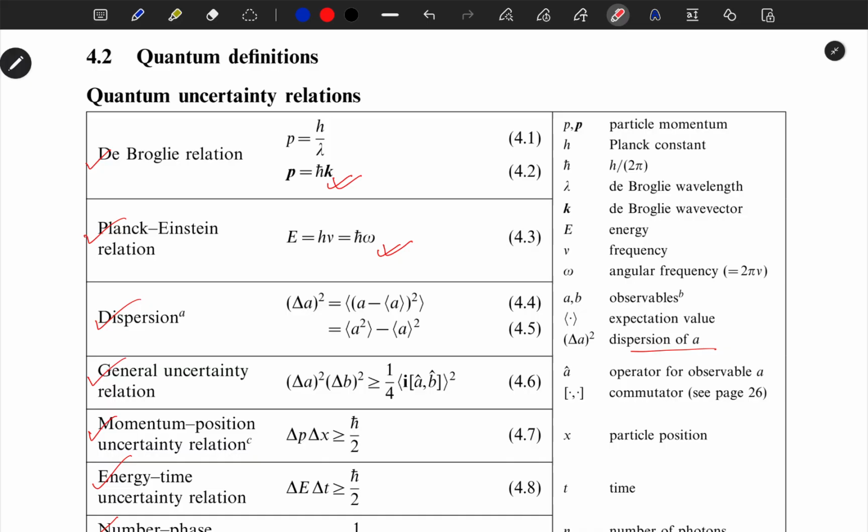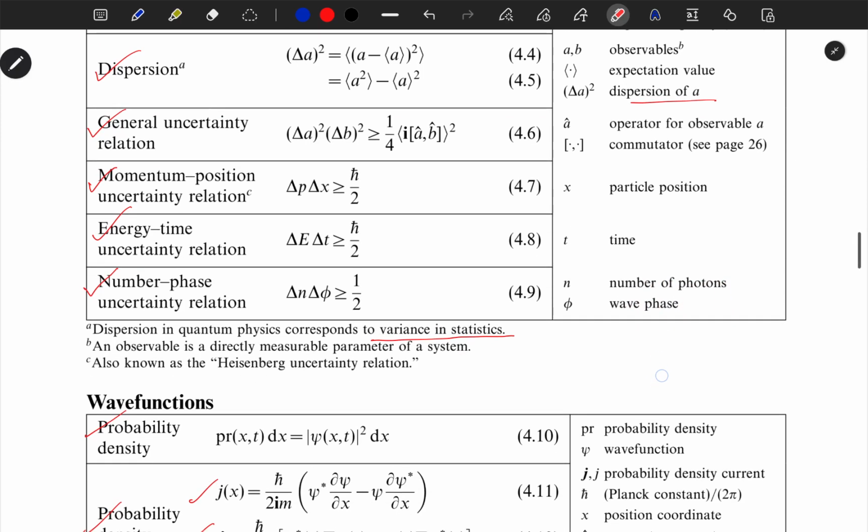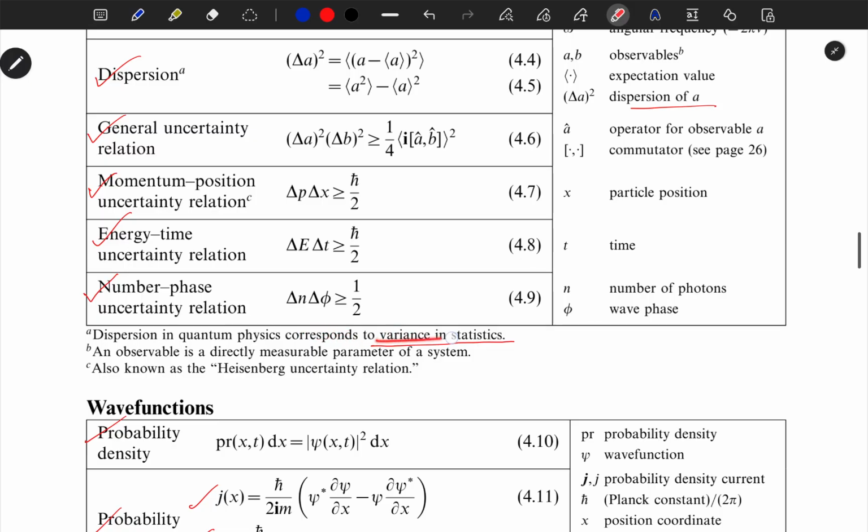General uncertainty relation: delta A square times delta B square is greater than or equal to 1/4 of the average of i times the commutator of A and B, average squared. Momentum and position uncertainty: delta x delta p is greater than or equal to h cut by 2. Similarly for energy and time, and number of photons with wave phase. The dispersion relation in quantum physics corresponds to the variance in statistical mechanics.